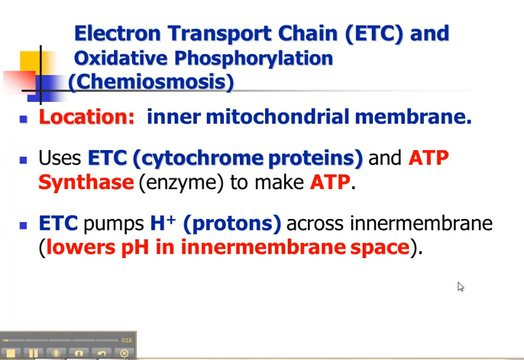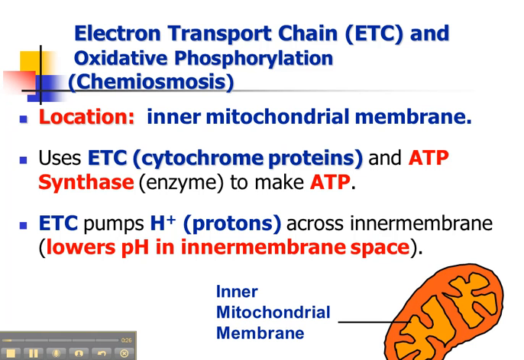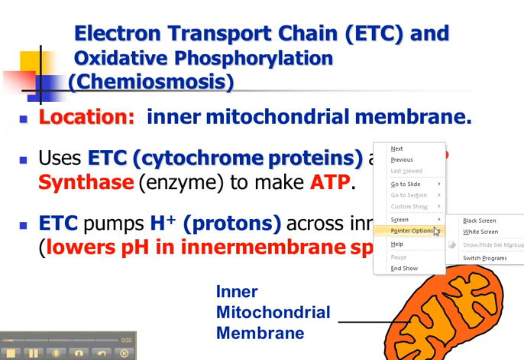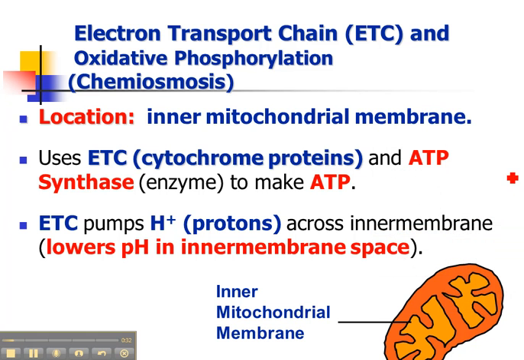So location, inner mitochondrial membrane. We've talked about this several times. I'll click so you guys can remember. You're right over here. And just grab my pen because I know I'm going to need it. We're going to be using, which is question 60, the cytochrome proteins and ATP synthase. Anytime you see something ending in -ase, it's an enzyme, in order to make ATP.